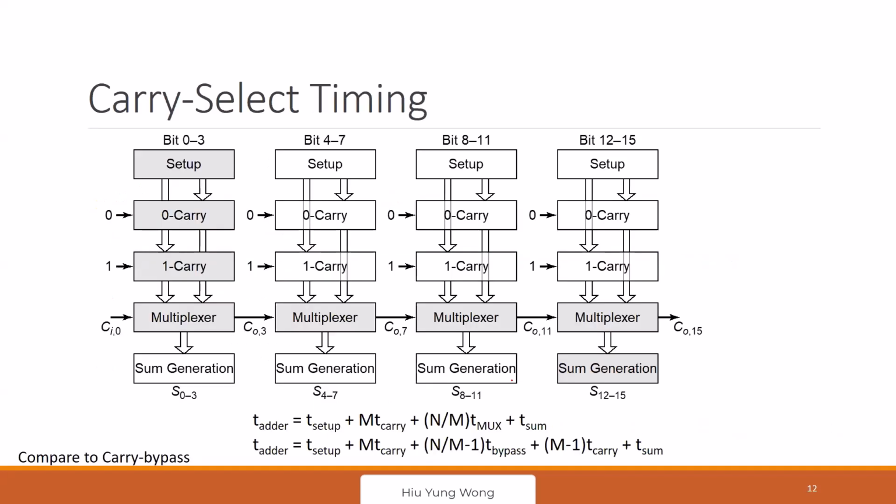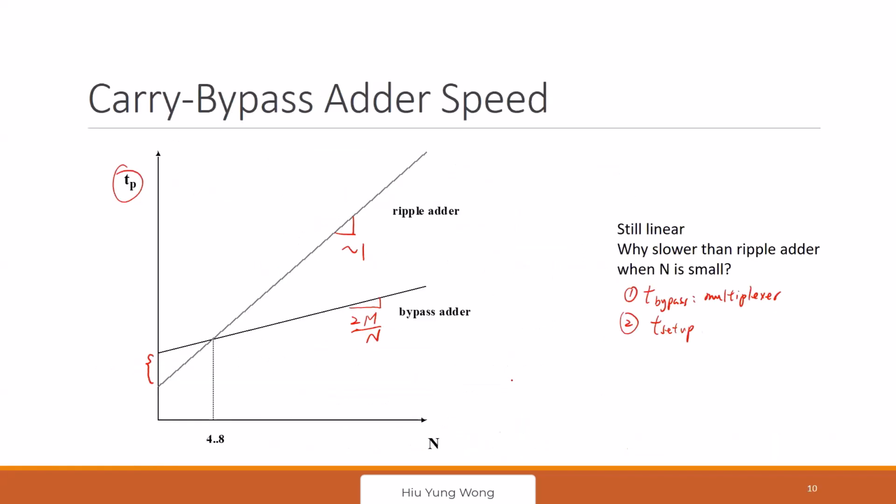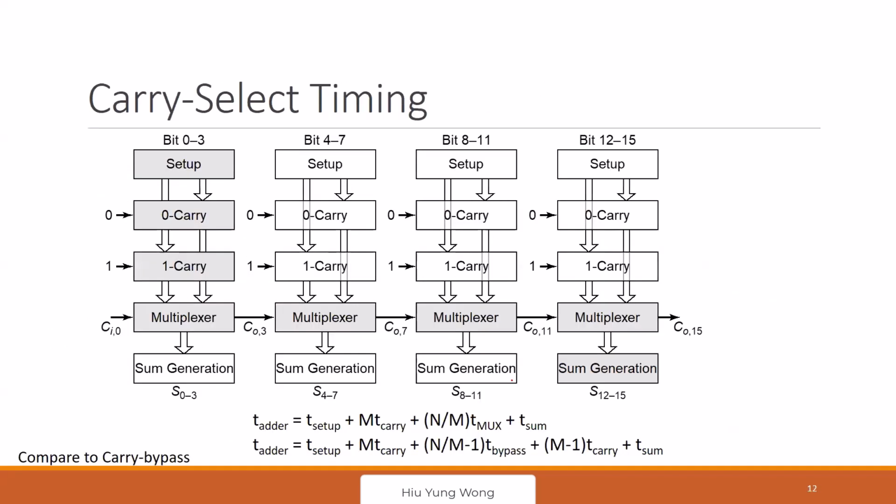Now, how do we do it? Let's take a look. Why is it better? It's actually not much better, but it improved from the carry bypass by 2x. How does it do it? So I have 16 bits here. Again, every one of them does the setup, T setup. Okay, so this is T setup.